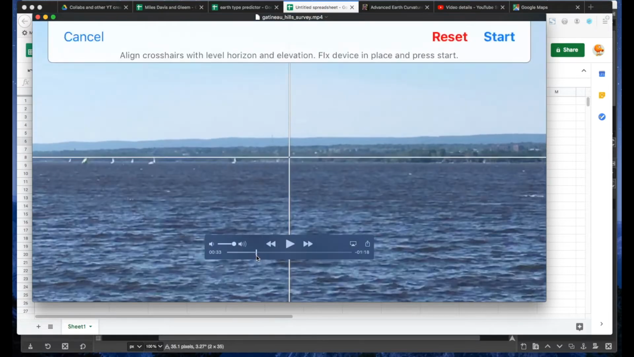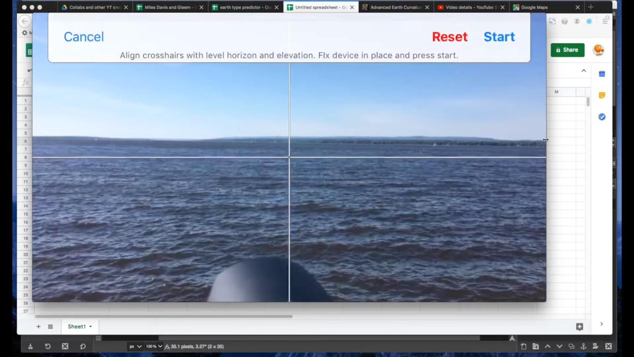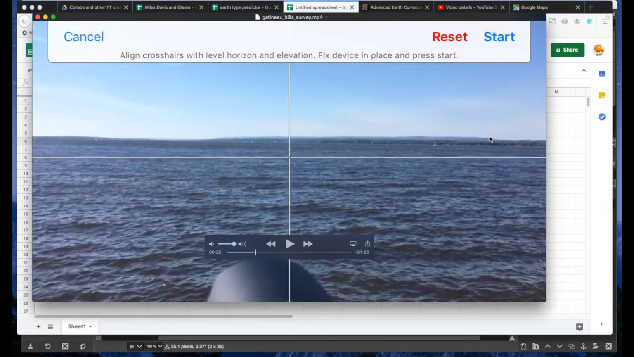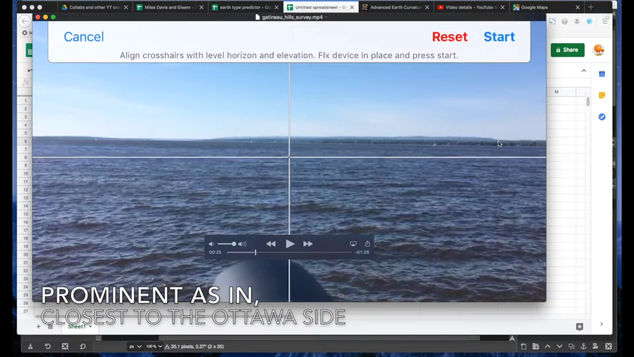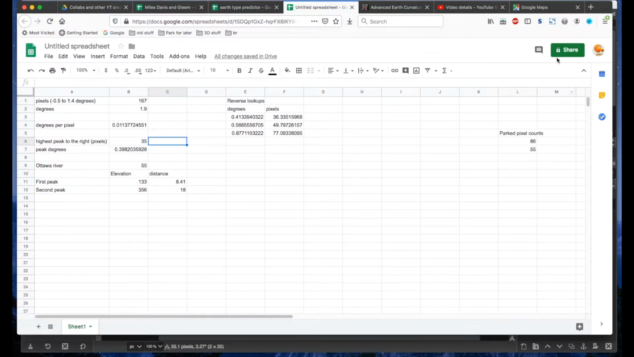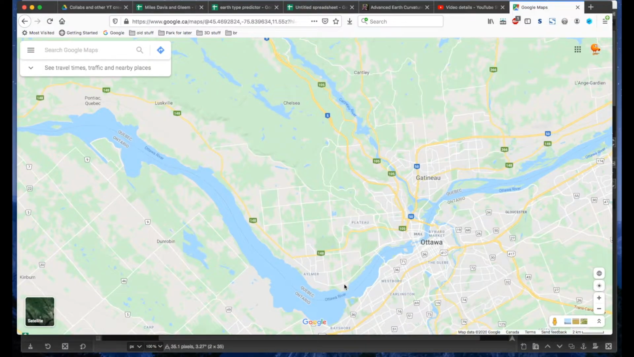But based on this view here, the Gatineau Hills run from about here. Well, they kind of run over here too, but the top of the main prominent hills pretty much run from here to about there. And if we look on a map, I'm standing right here and I'm looking up here in this direction over here. So the Gatineau Hills pretty much run off like this here.